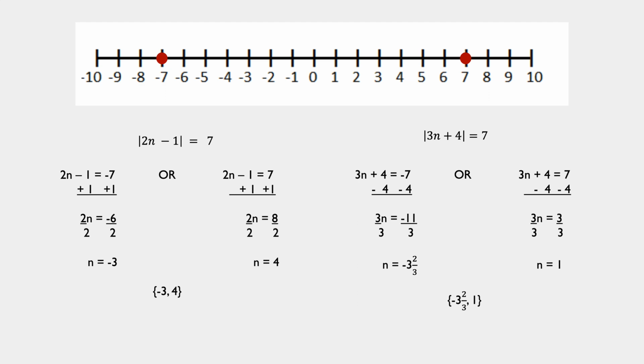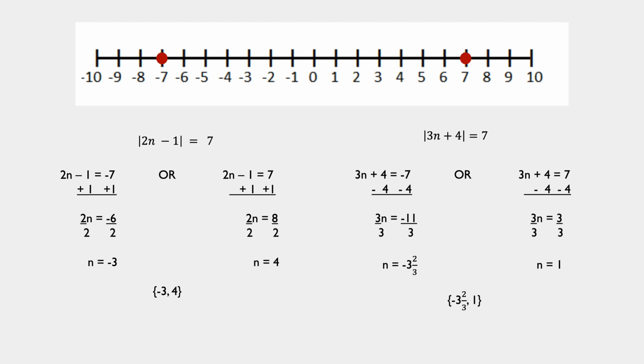Next one, the 3n plus 4 can equal positive 7. So I subtract 4 from both sides. I get 3n is 3. Divide by 3, n is 1. Notice that notation we spoke of just a minute ago. The two potential answers are negative 3 and 2 thirds, and 1.